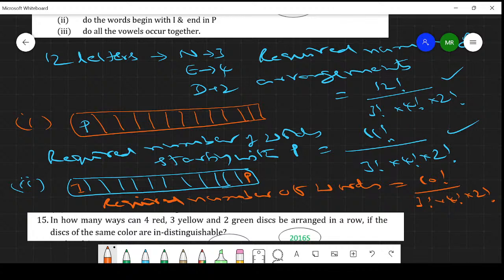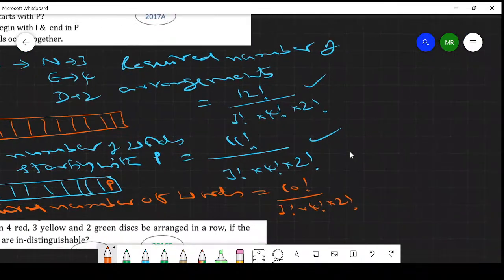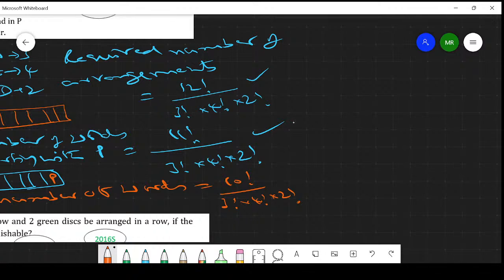Now the third one: do all the vowels occur together? They are asking, do all the vowels occur together? What about the required number of arrangements? So I am doing the third case, where all the vowels occur together.